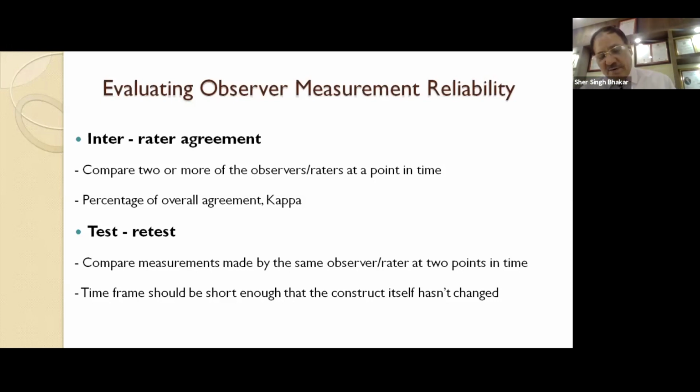The tools that are used for internal consistency are split half, Guttman, and Cronbach's alpha. These are the tools that are used for measuring internal consistency reliability. And nowadays, the most popular is Cronbach's alpha. We will be looking at Cronbach's alpha slightly later, just now, in fact.